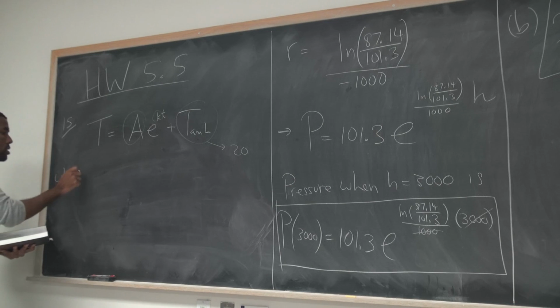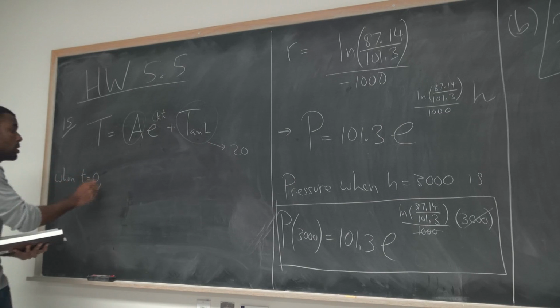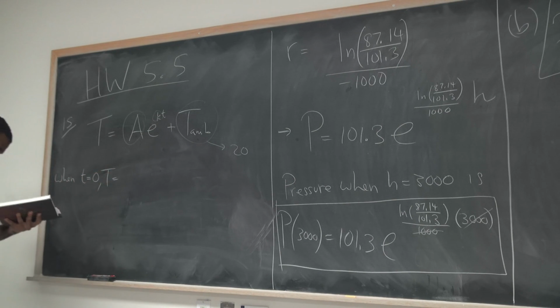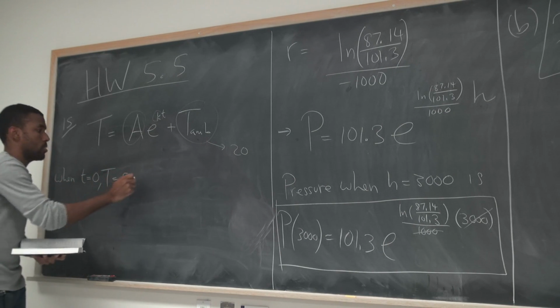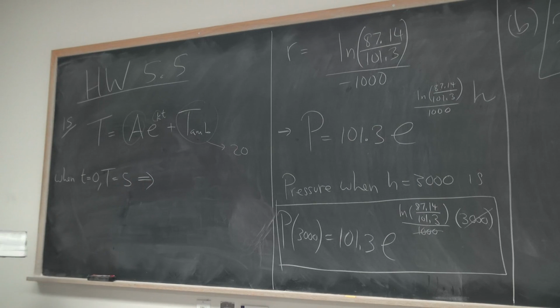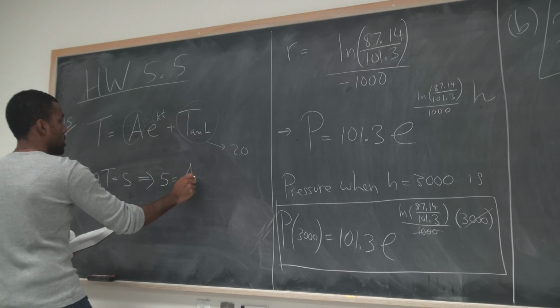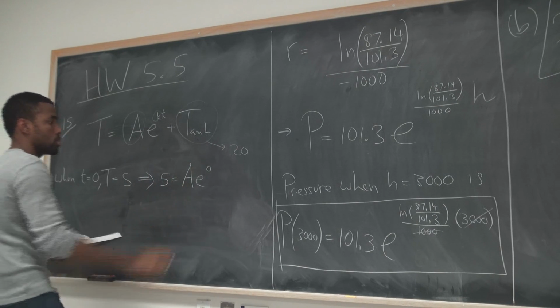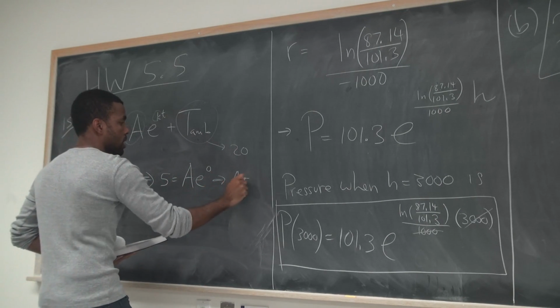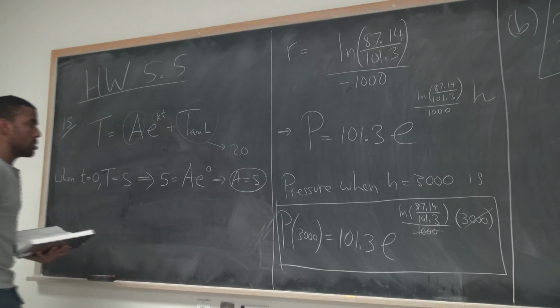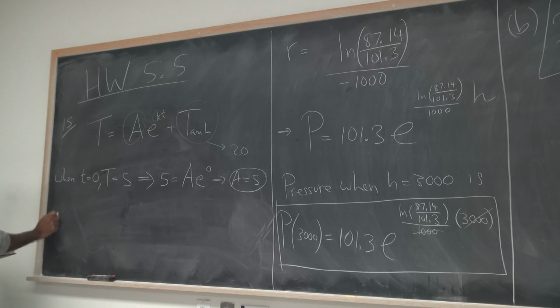I know that when time equals 0, when I just took it out of the refrigerator, my big T was equal to 5. So that means I have here 5 is equal to a e to the 0, which means my a equals 5. I also know that when time equals, let's see here.